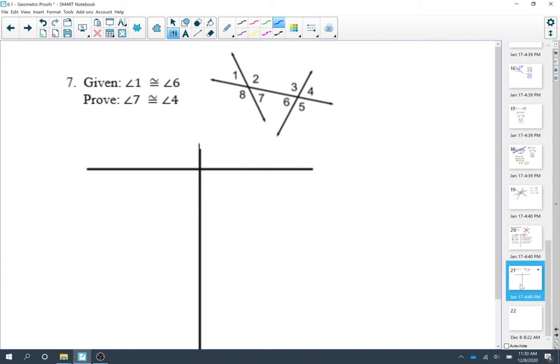Example 7. Given that angle 1 is congruent to angle 6, prove that angle 7 is congruent to angle 4. So let's set this up. We have our work. We have our reasons. Number 1 is our given. So our given is that angle 1 is congruent to angle 6.